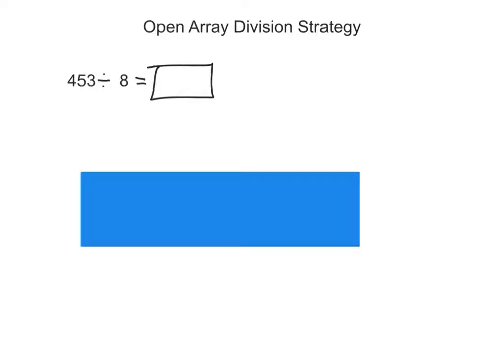And then the first thing that I do is I always put my divisor over on this side to represent the number of rows, because that 8 really is the number of groups that I'm dividing 453 into. And we know that when we use an array strategy, the rows are like the number of groups. The next thing that I want to ask myself is, what can I multiply by 8 to take a big chunk away from 453? So the area in the blue is going to represent my total, or the dividend, which is 453.